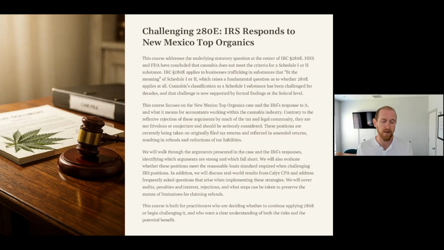We're on our third year of challenging 280E and not having our clients pay tax on phantom income. And we have been amending returns and whatnot. And so this court case was great timing because it's using the exact same arguments that we were using before and presenting them in front of the court.